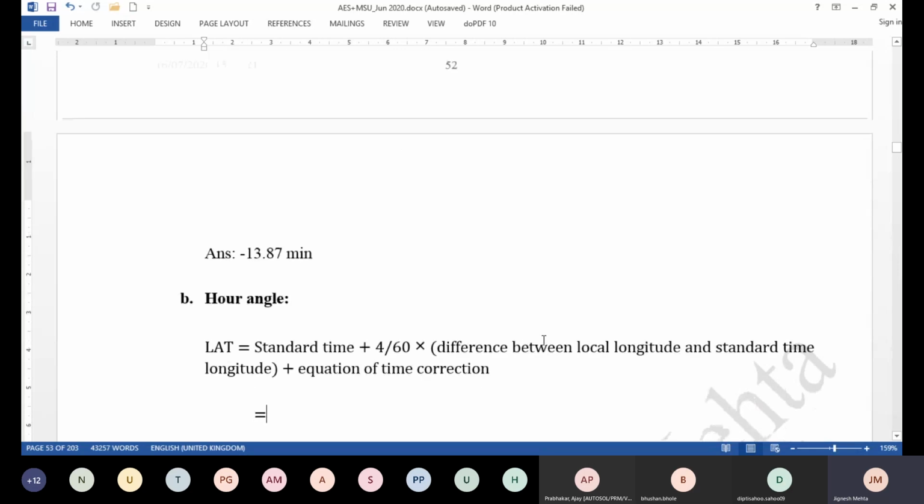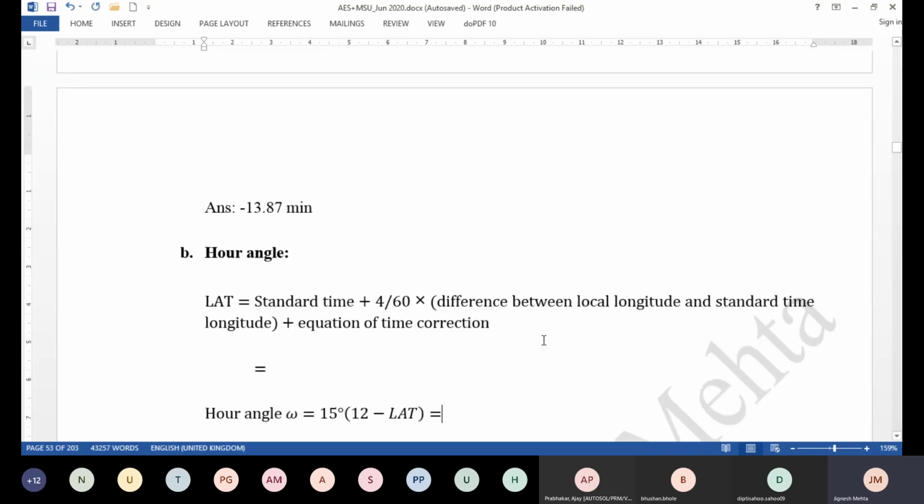And then hour angle, this kind of exercise is also already done by you. So though you can take this, you can solve it completely yourself later on. As of now, I'm just explaining the example, the procedure of that. So this LAT, local apparent time, the formula is again known to you. You put the required values here, and you get LAT.